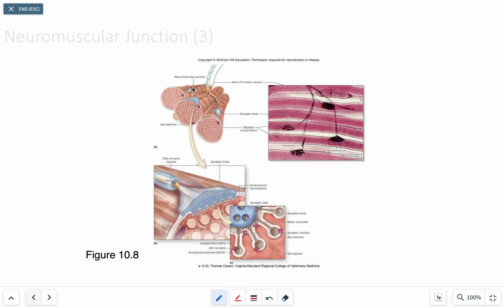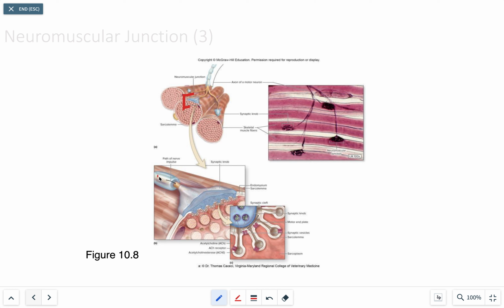Today's lecture will be on the contraction of a muscle fiber, and particularly we'll be talking about this region called the neuromuscular junction. The neuromuscular junction is an intercellular connection where we see communication occurring between the nervous system and the skeletal muscle fiber. To understand this connection, we first need to understand some of the working organelles that are involved with the neuromuscular junction.